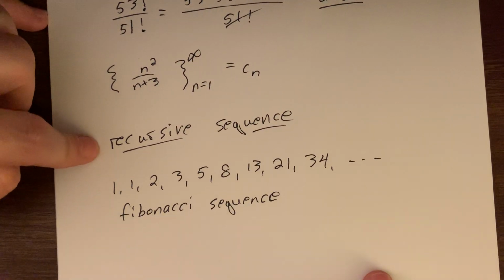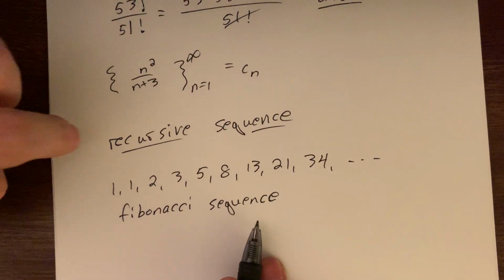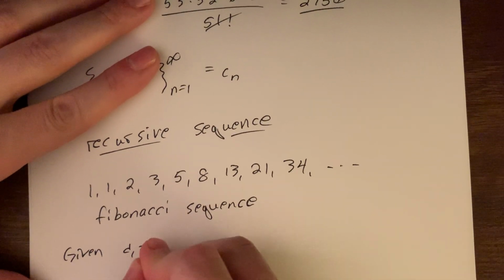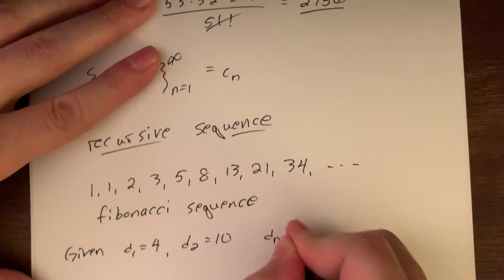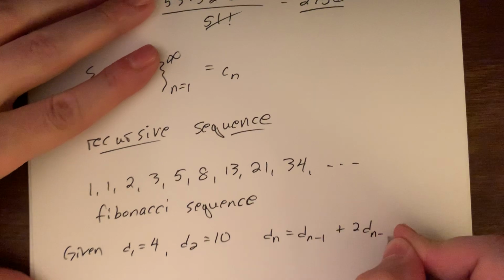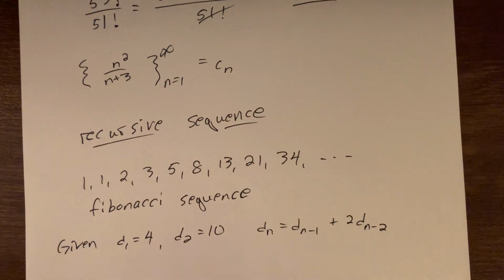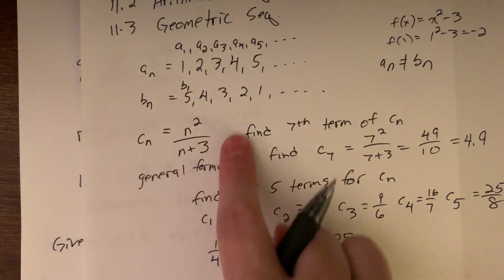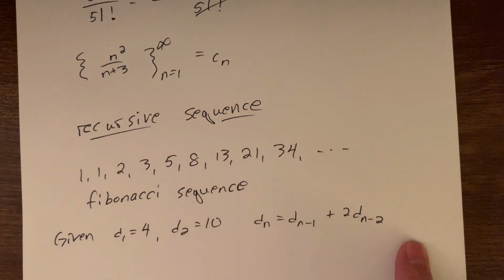How would you write a general term for this? I'd have to do something like this. Let me just make up a new one, so not just the Fibonacci. Let's look at one last recursive sequence. Let's say you are given D1 equals 4 and D2 equals 10, and that D sub n is equal to D sub n minus 1 plus 2 times D sub n minus 2. That formula may look a little similar to this one, but realize C sub n was only on one side and everything else on the other was just plain n's. Here these n's are more subscripts.